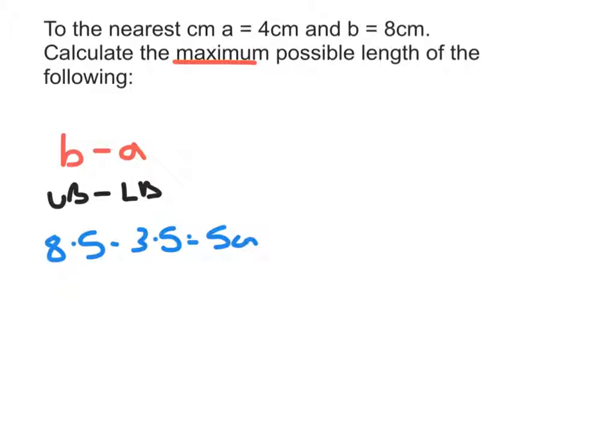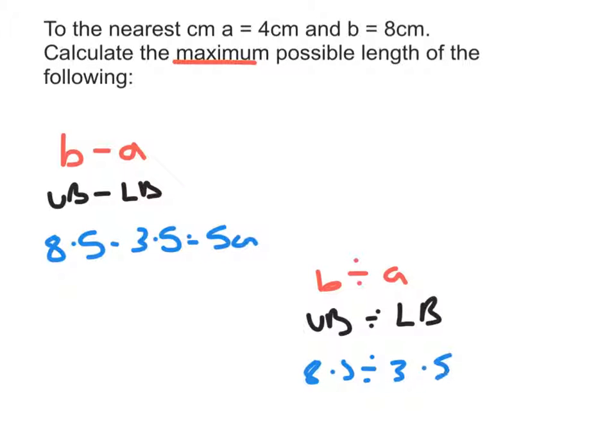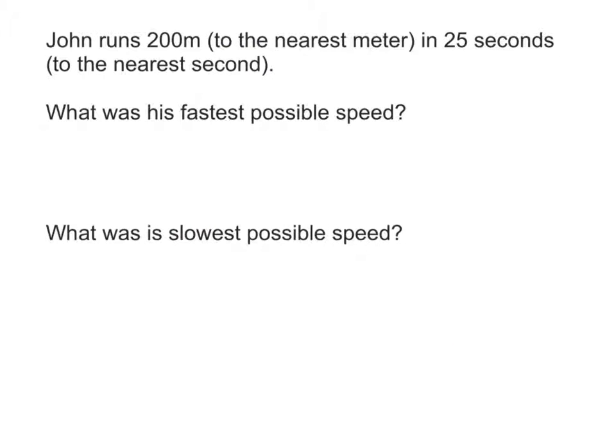So very similar for dividing. B divided by A, to find the maximum, would be upper bound divided by lower bound. So that would be 8.5 divided by 3.5, which would give you the value of 2.4 if you round it correctly. So, very similar question, obviously just looks different.